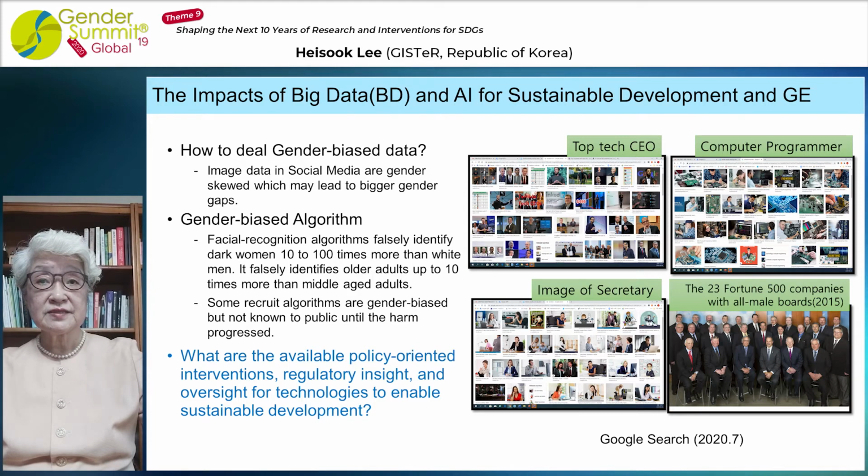Data initiatives and artificial intelligence can contribute to the accomplishment of targets across 17 goals, but they may also inhibit some targets unless gender gaps in transparency, safety, and ethical standards are reduced. Now, what could be the available policy-oriented interventions, regulatory insights, and oversights for technologies to enable sustainable development?